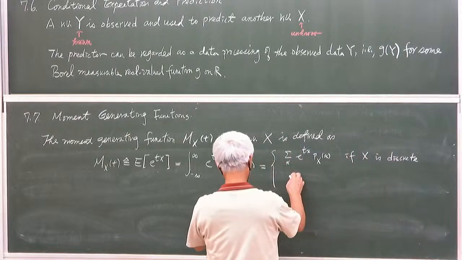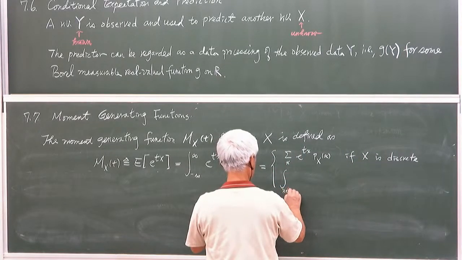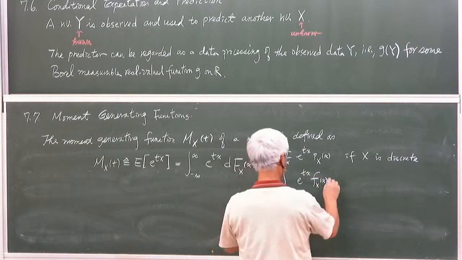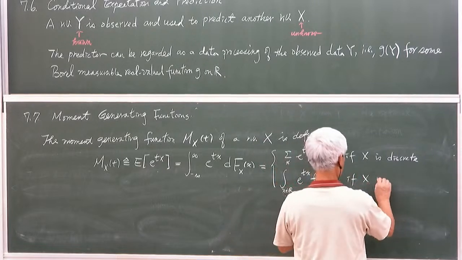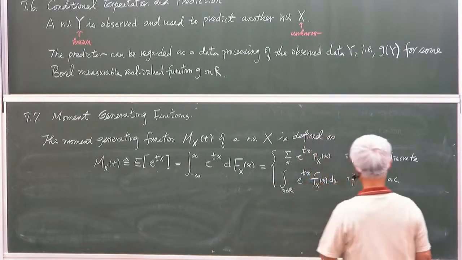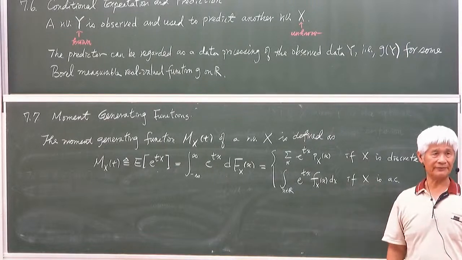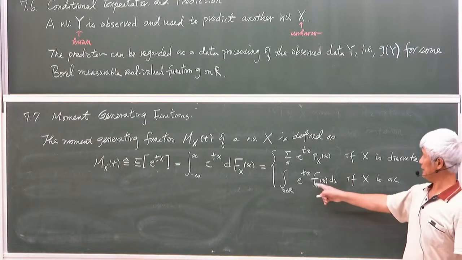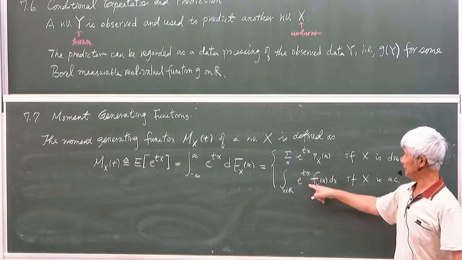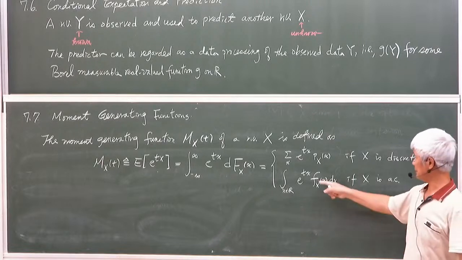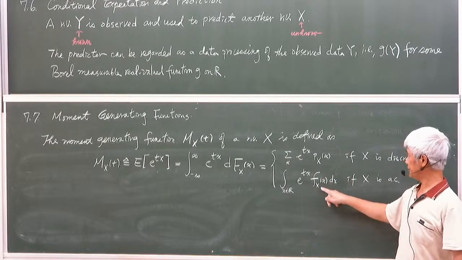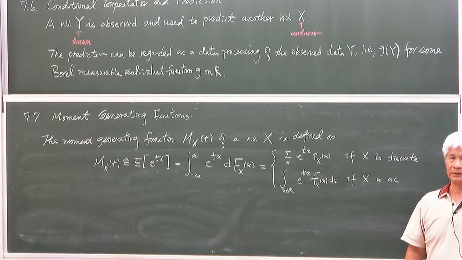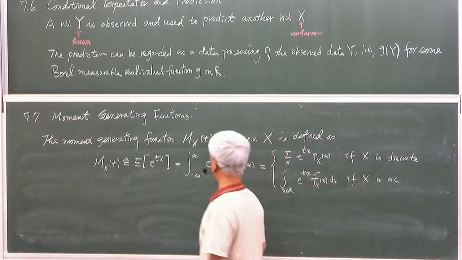The other case is that if x is absolutely continuous, then we can use the PDF of this random variable to evaluate that. And from here, you can see that the moment generating function is a Laplace transform of its PDF.